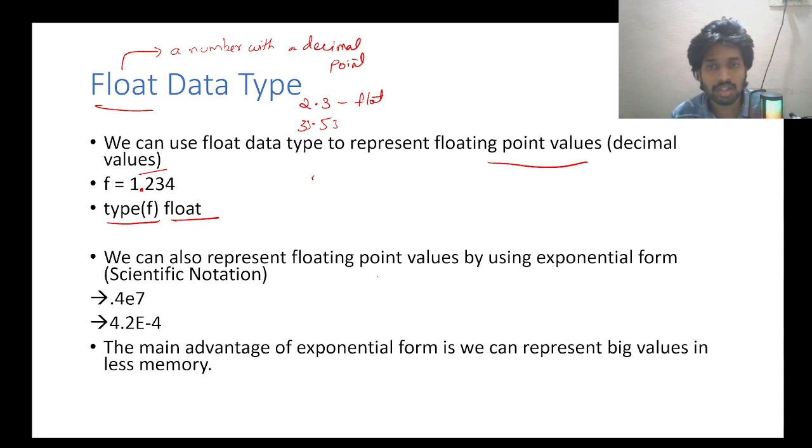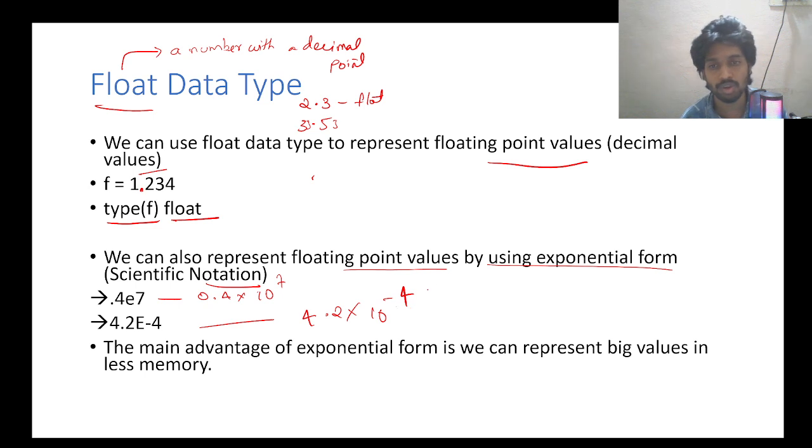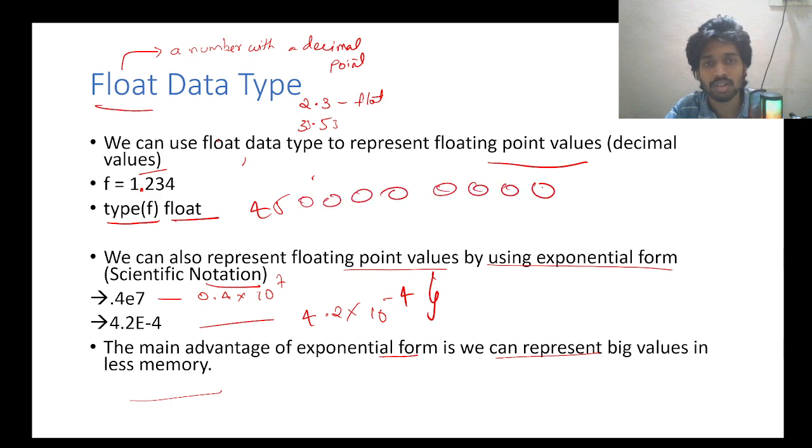So we can also represent floating point values by using exponential form, using scientific notation. This is nothing but 0.4 into 10 power 7. This is nothing but 4.2 into 10 power minus 4. We saw the meaning of these two statements. The main advantage of exponential form is that we can represent big values in less memory. I'm not going to write all these numbers out; instead I'm just going to use scientific notation. This is applicable for the float data type.